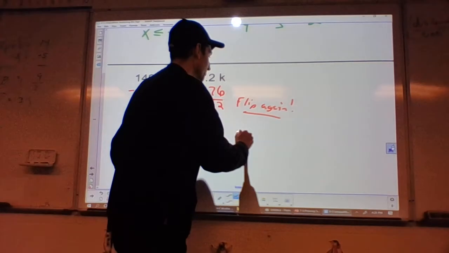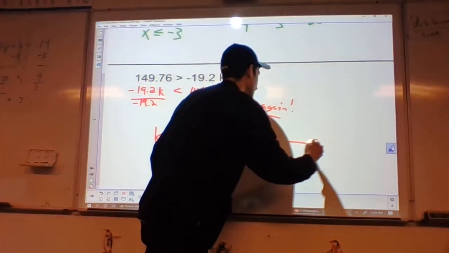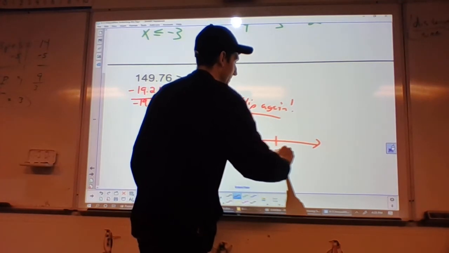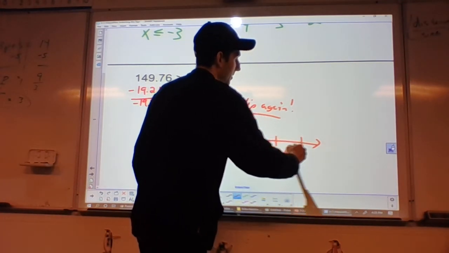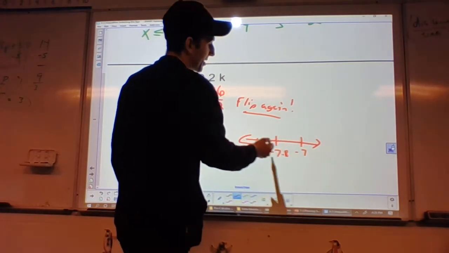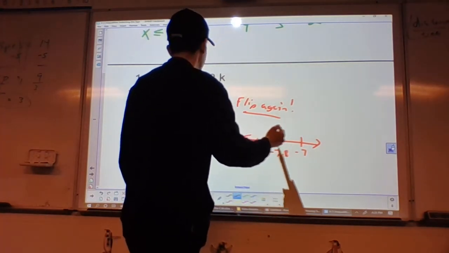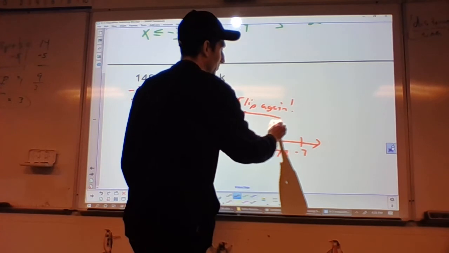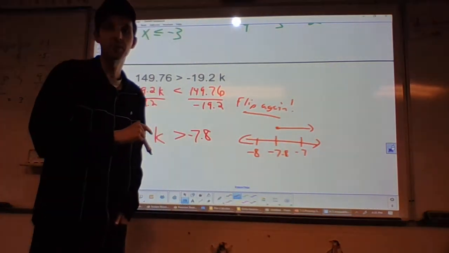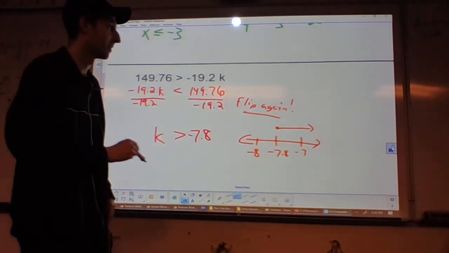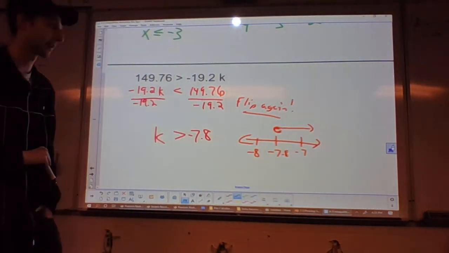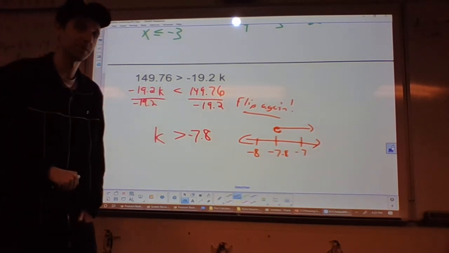Okay, let's graph it then. We got greater than -7 8/10, so we have -7 8/10. -7 on this side, -8 on this side. You actually probably should be more closer to -8, but that's okay. We're going greater than, so here's a dot, and we're going that way. Okay, oops, I made a mistake. This should be an open circle because it's greater than -7 8/10. Okay, hope that makes sense.